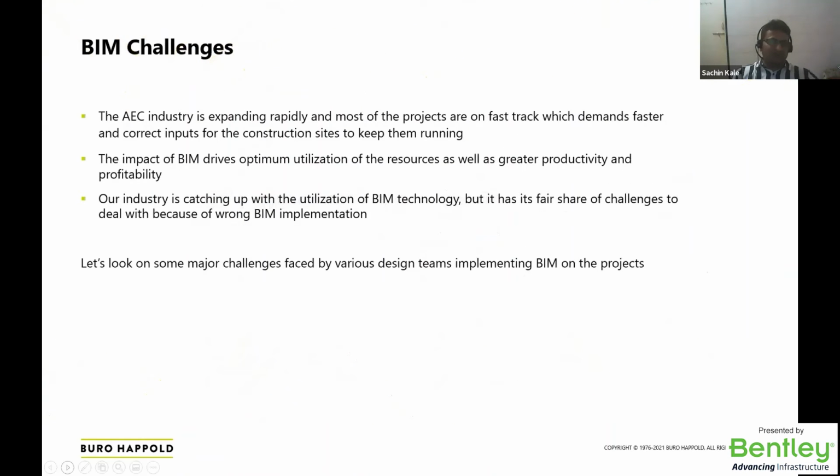Now we just saw the good part of BIM. So let's come back to the main topic: what are the challenges that the industry faces implementing BIM during the design and planning phases? As we know, AEC is rapidly growing, and all the projects are, I can say, on fast track, which demands faster inputs to the site to keep them running. And as we saw in the earlier slide, BIM has the potential to cater to this need.